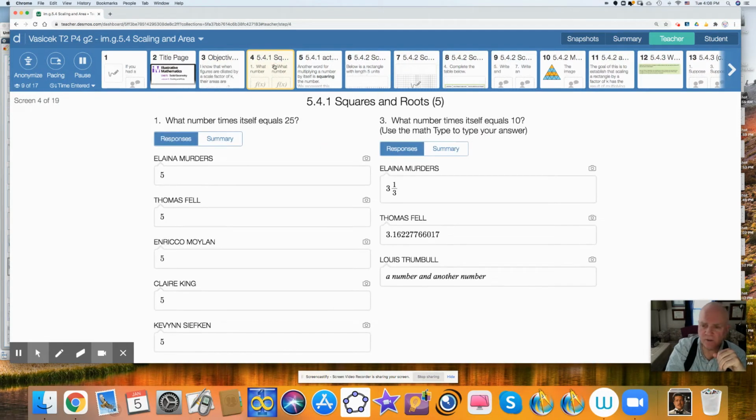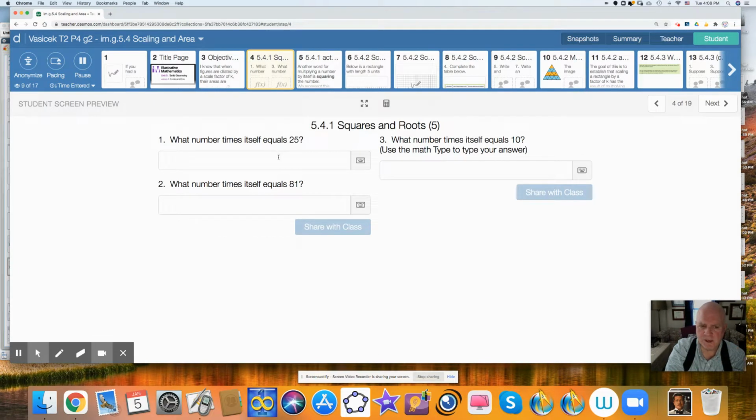So we started off with this question: what number times itself is equal to 25? That's 5. 5 times 5 is 25. What number multiplied by itself is equal to 81? That would be 9. 9 times 9 is 81. And what number multiplied by itself is equal to 10?